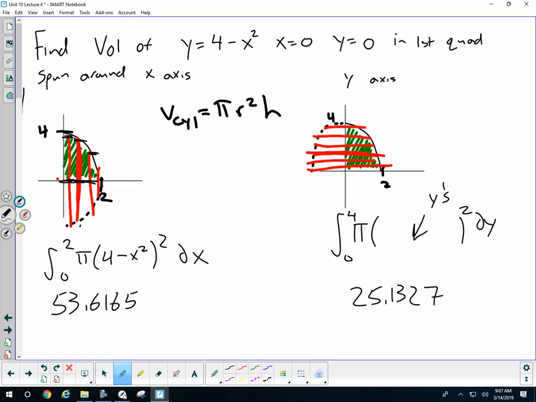Let's solve this for x again. If you subtract the 4, you'd have to take the opposite of it before you square root it. Yes, I could have just done 4 minus y. Yes, x squared equals 4 minus y. So the root of 4 minus y. If you flip this to 4 minus y, that's y. Okay, so you just didn't solve for x correctly.